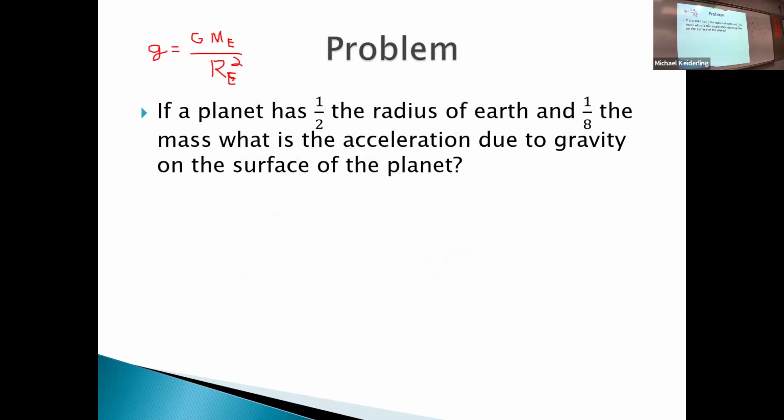So if a planet has half the radius of the Earth and 1/8 of the mass, what is the acceleration due to gravity on the surface of the planet? So remember that the acceleration of the regular g is big G times mass of Earth over radius of Earth squared. So the acceleration for this other planet would be the mass of the other planet divided by the radius of the other planet squared.